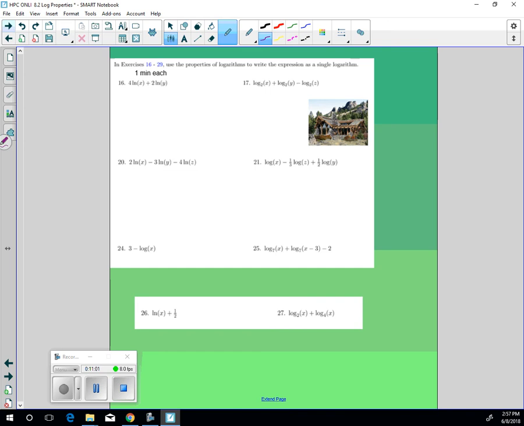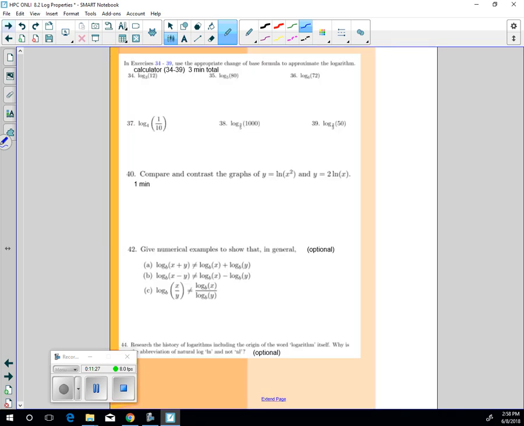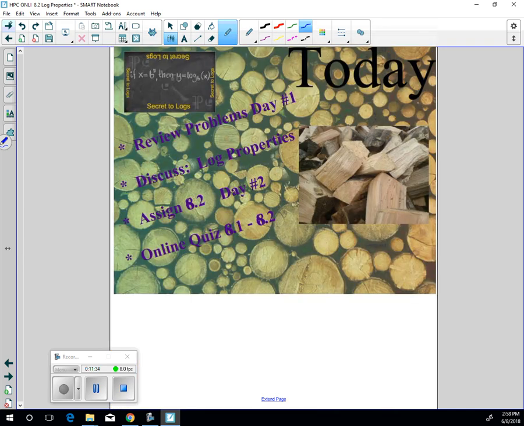Use properties of logs to put these into a single log. So we're going to do this in reverse now. We have 4 natural log of x plus 2 natural log of y. Well, this is the natural log of x to the 4th plus the natural log of y to the 2nd. Since they have the same base, ln or log base e, you're going to have the ln of x to the 4th, y to the 2nd. So you're going to do these in reverse. These are super helpful. Use your calculator for these. This is great. Try these. We're going to do something with that in a moment.